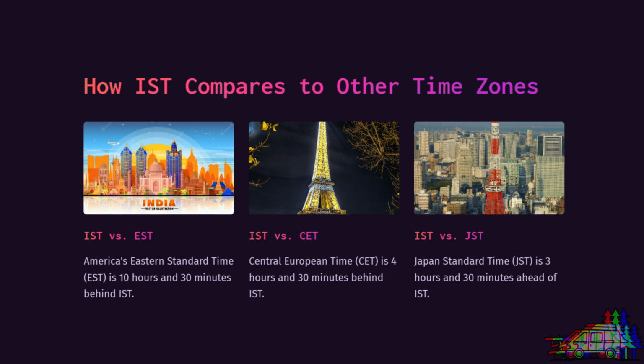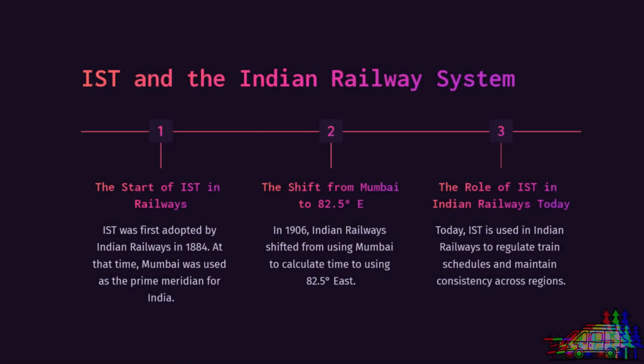IST and the Indian Railway System. The start of IST in railways. IST was first adopted by Indian Railways in 1884. At that time, Mumbai was used as the prime meridian for India. The shift from Mumbai to 82.5 degrees east. In 1906, Indian Railways shifted from using Mumbai to calculate time to using 82.5 degrees east.